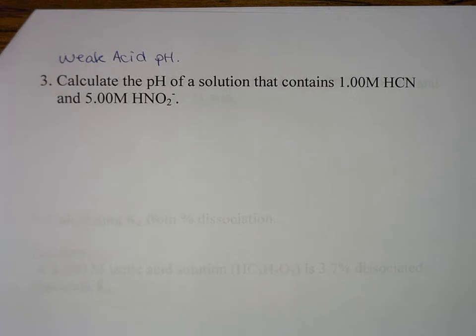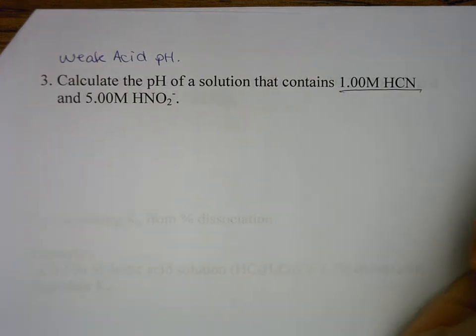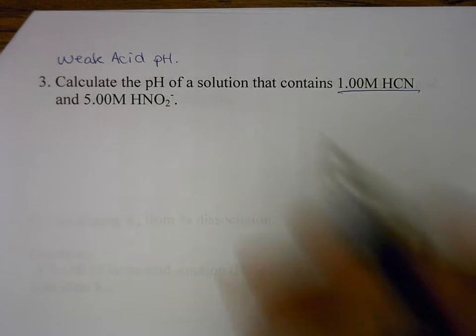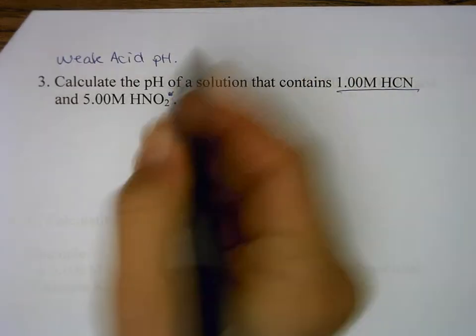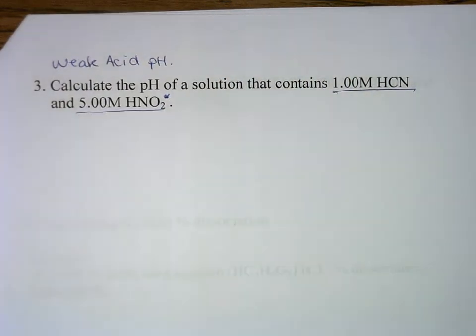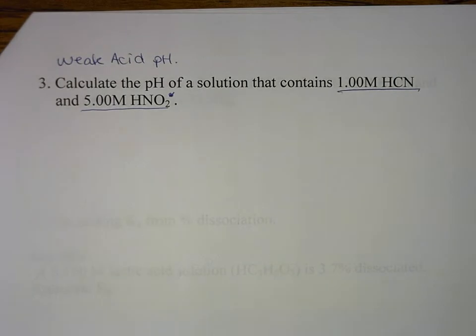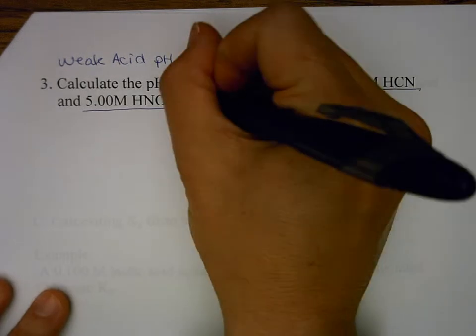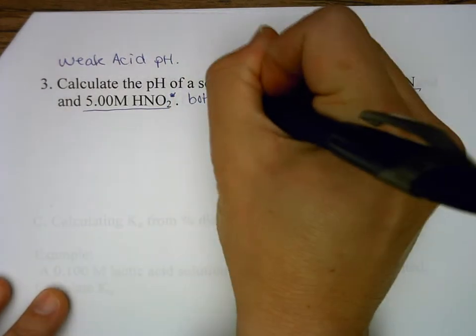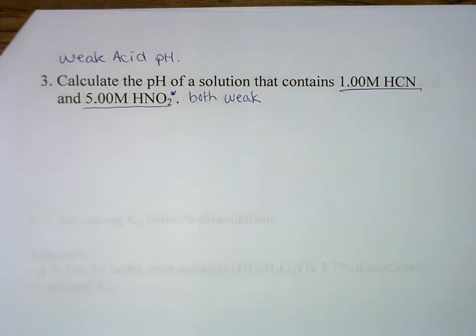Okay, in this example, we're not doing much different than what we did last week, except for now we've got two things that are combined together. So I've got 1 molar of hydrocyanic acid, and there should not be a little negative up here, 5.0 molar of nitrous acid. Are either of those acids strong? No. Okay, the process here is that they're both weak. And so we've solved for the pH of a weak acid already, but now we just have two things that are being combined together into one big solution.